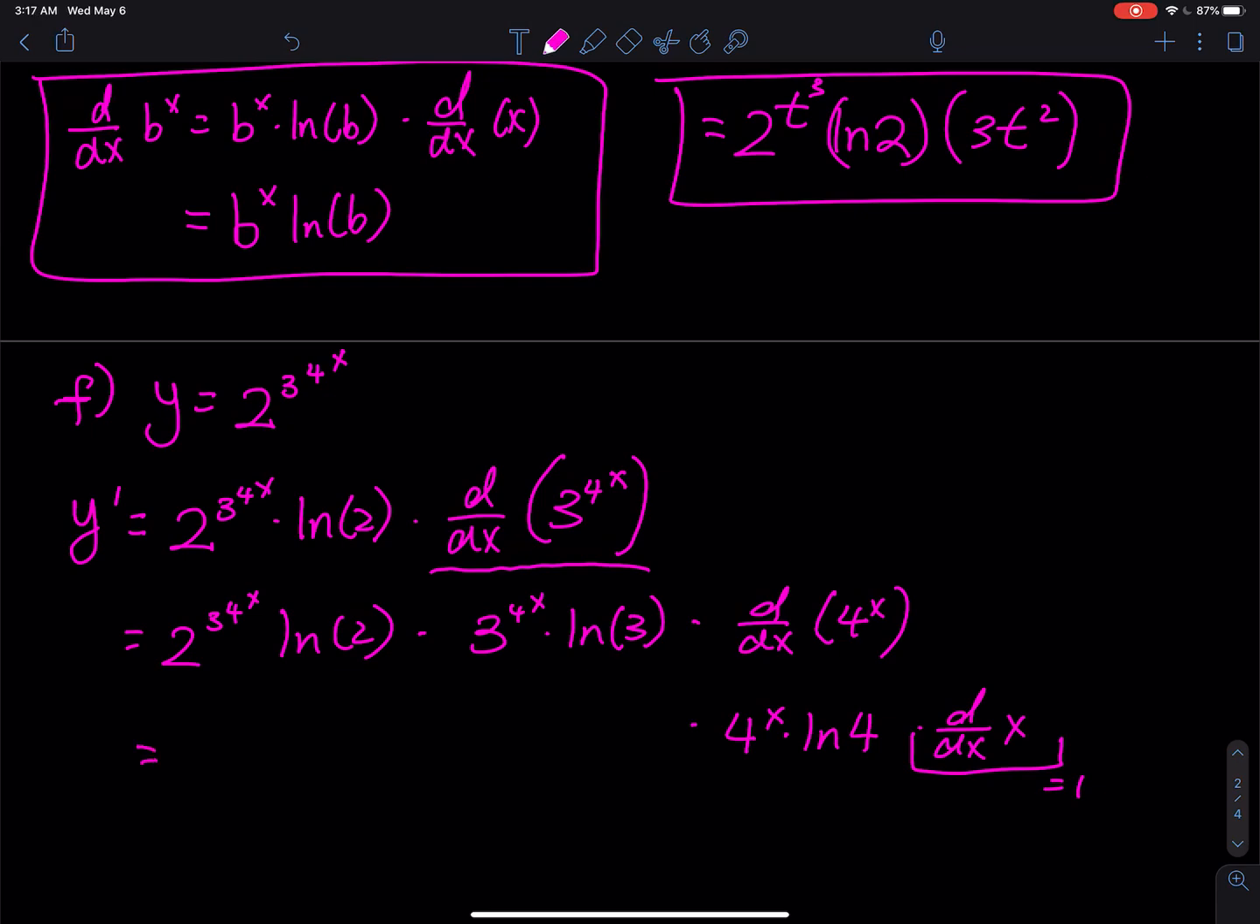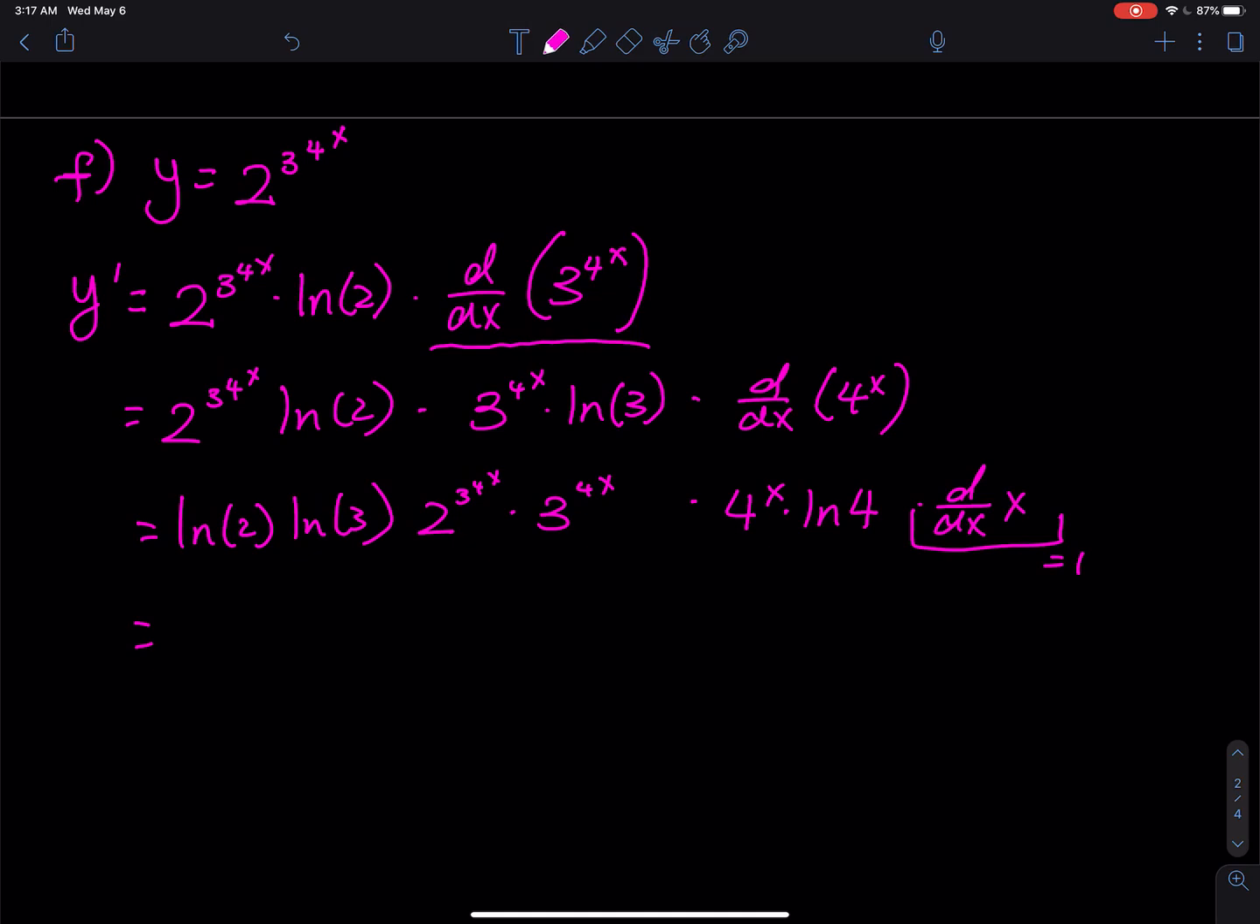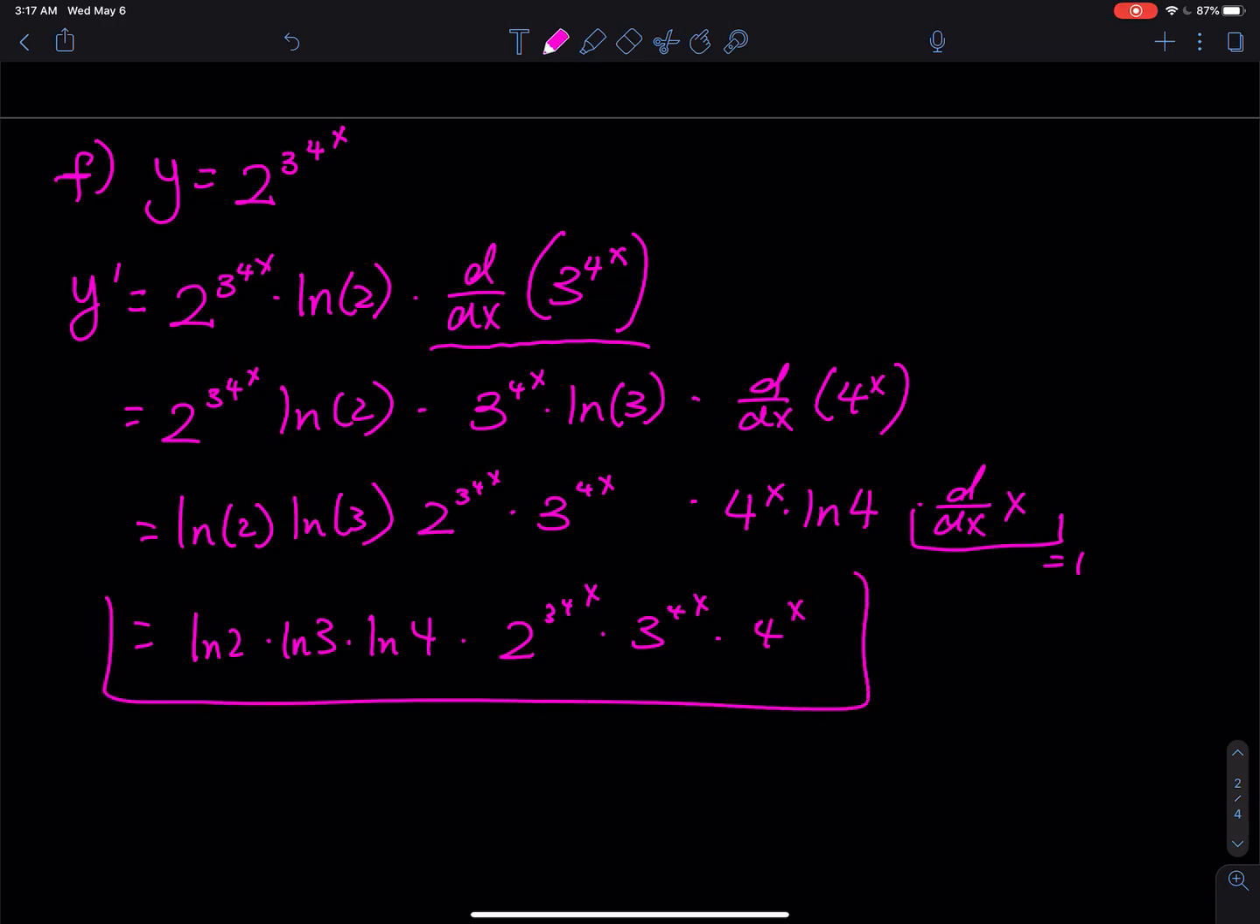All right, so this one you have ln 2 times ln 3 times 2 to the 3 to the 4 to the x times 3 to the 4 to the x. And then overall, if you want to organize this one more time, you have ln 2 times ln 3 times ln 4, and then times 2 to the 3 to the 4 to the x, 3 to the 4 to the x, and then 4 to the x. That is your final answer.